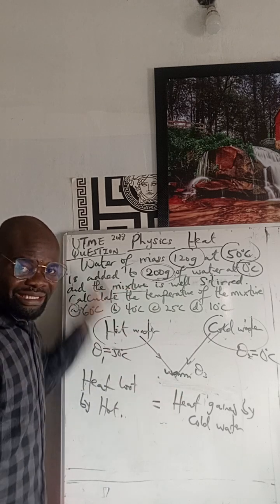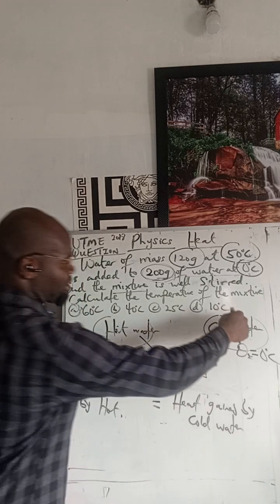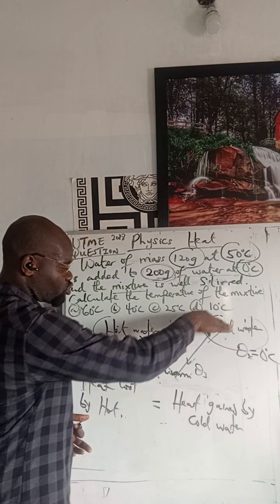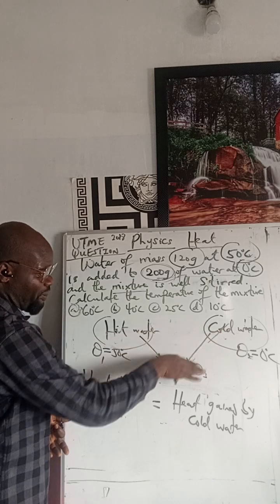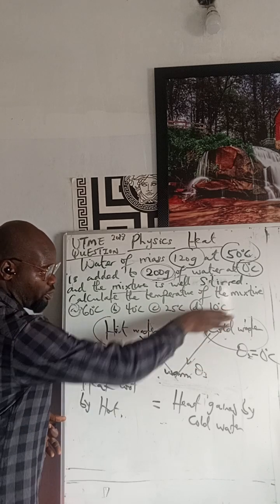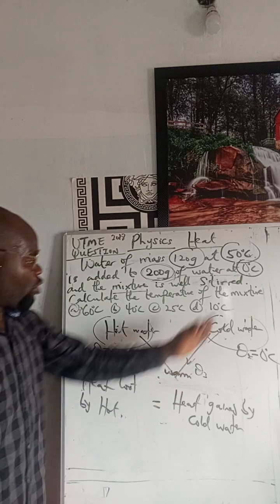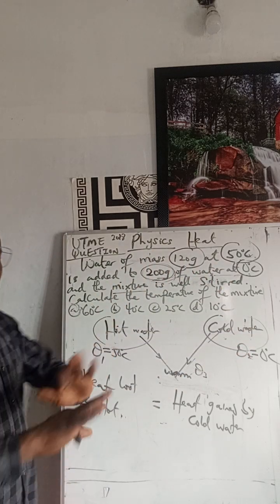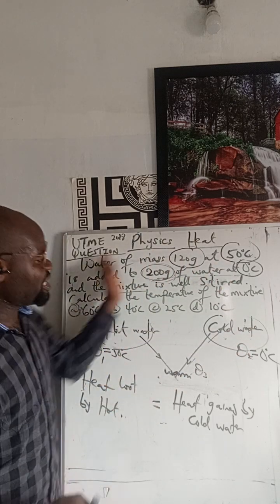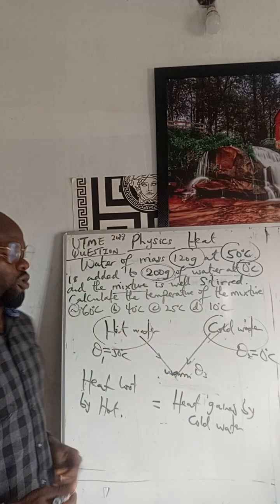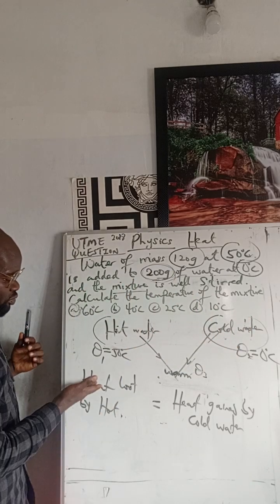So it has come down. It has lost some heat, while the cold water has gained from cold to warm. It has become relatively warm. The temperature has become higher from cold to warm. So the hot water has lost heat, while cold water has gained that heat. So no heat is lost. The heat lost by this hot has quickly been gained by cold water. And now, what's the formula for heat?